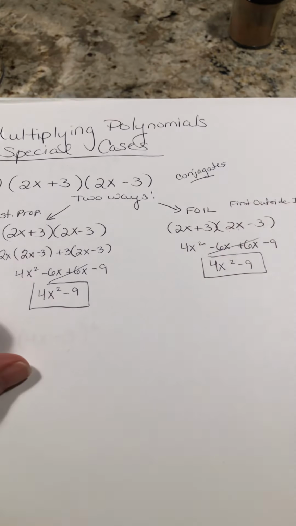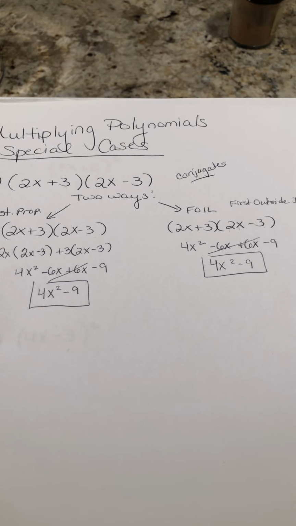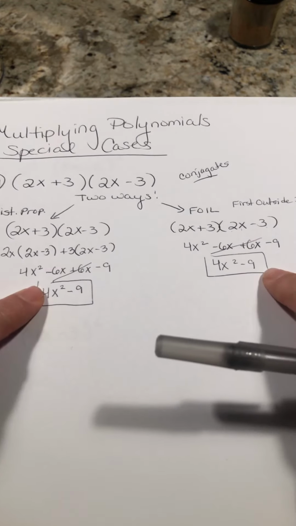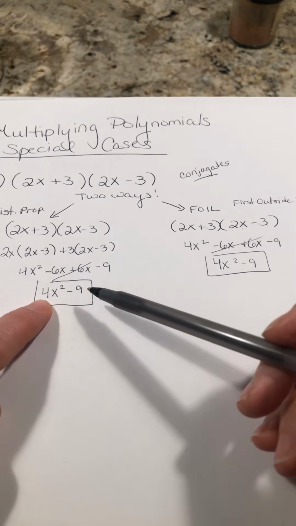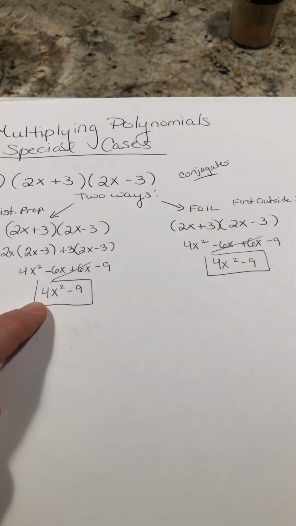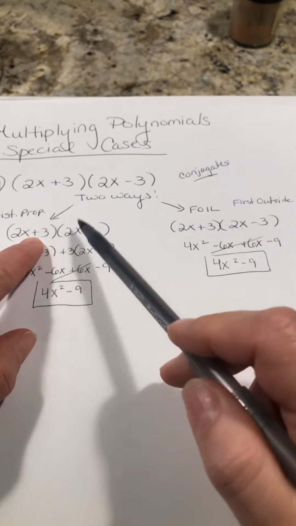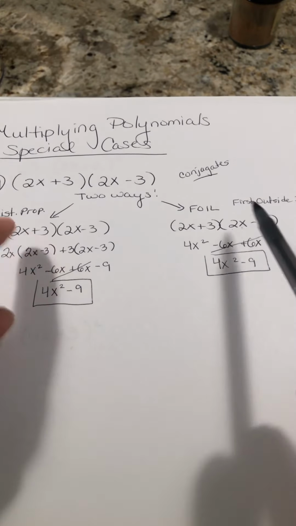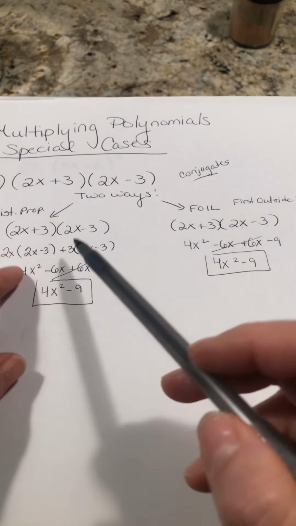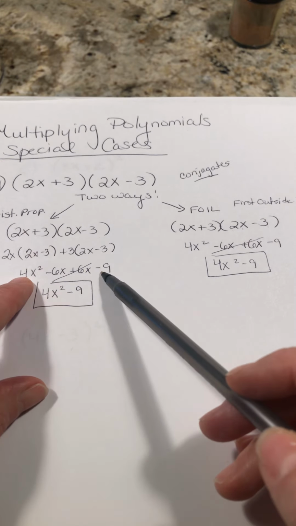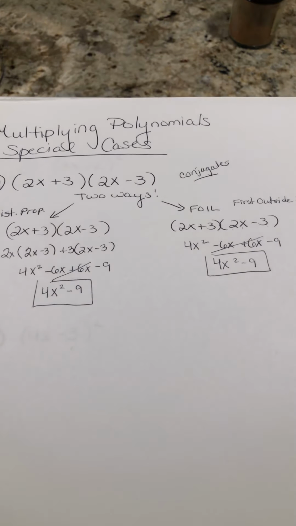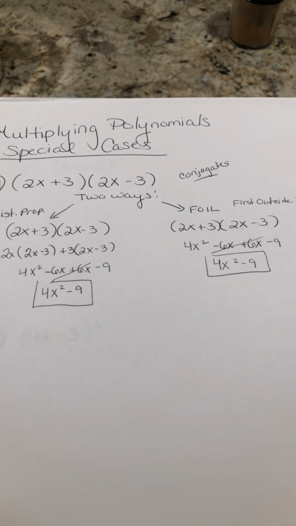So two processes to think about the same thing. It doesn't matter which way you do it, as long as you do it correctly. So let's just take a look at the answer. Notice how we only have two terms here. The reason for that is because we have this plus and this minus. These are conjugates. When you multiply those conjugates together, that middle term cancels out, and we're left with just 4x squared minus 9. So that's our first special case.